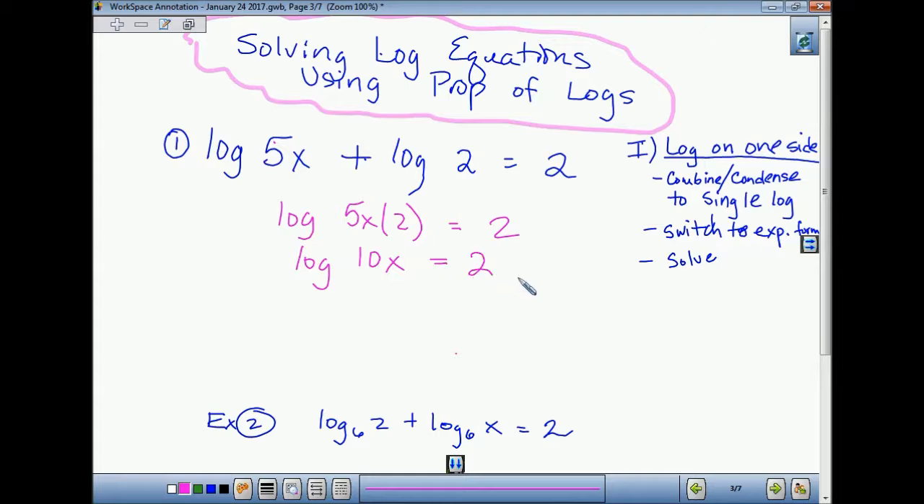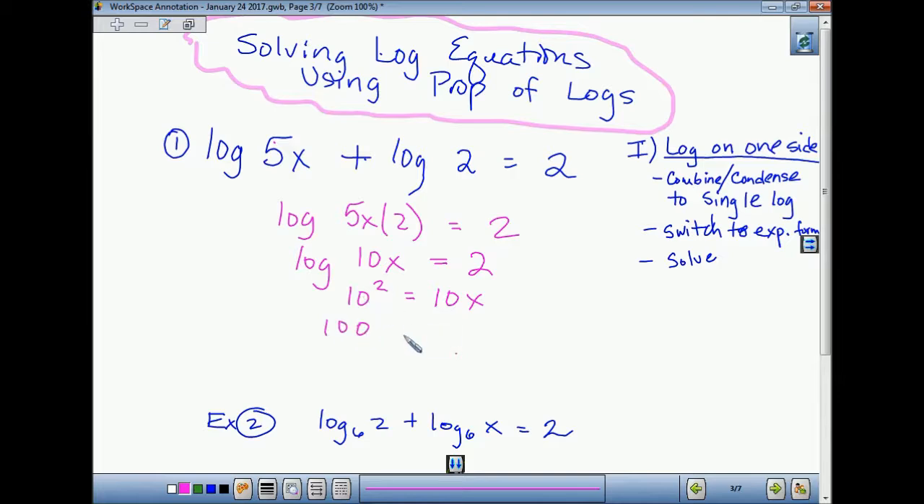Now we have written it as a single log. Step 1 done. Step 2, switch to exponential form. This is the common log, which means its base is what? 10. So to switch, it is base 10, the logarithm equals the exponent. So 10 squared equals 10x. And then we just solve.